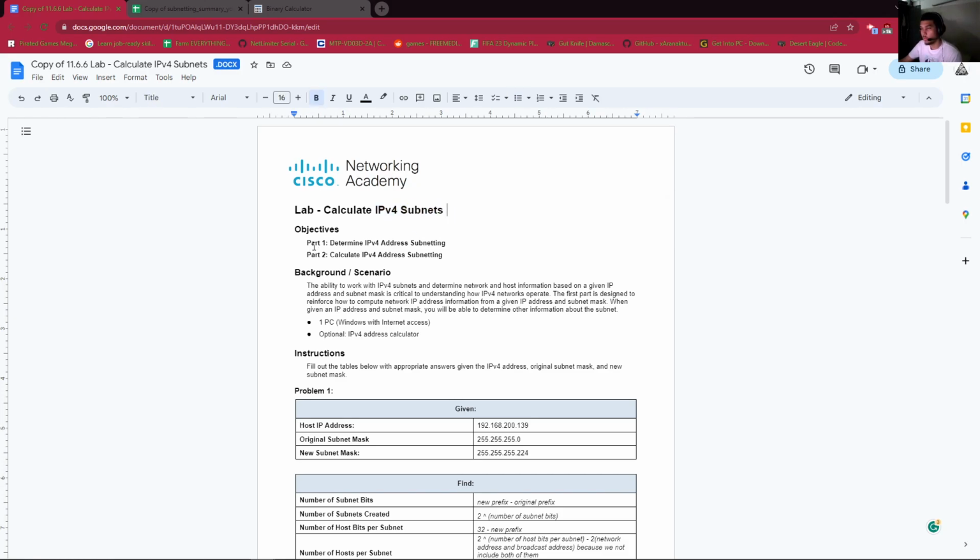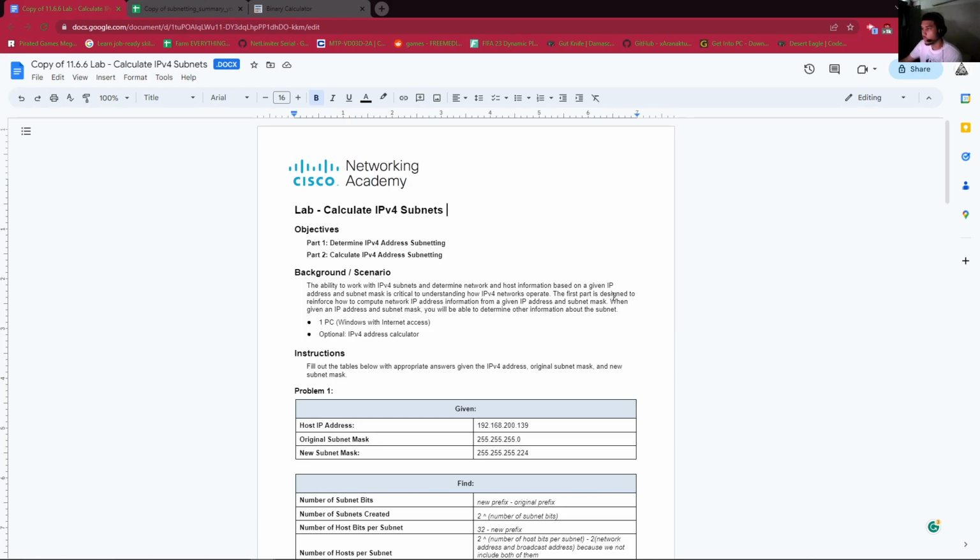So for the objective, part 1 is to determine the IPv4 address subnetting. Part 2 is to calculate IPv4 address subnetting. For the background, it's the ability to work with IPv4 subnets and determine network and host information based on the given IP address and subnet mask, which is critical to understanding how IPv4 networks operate.